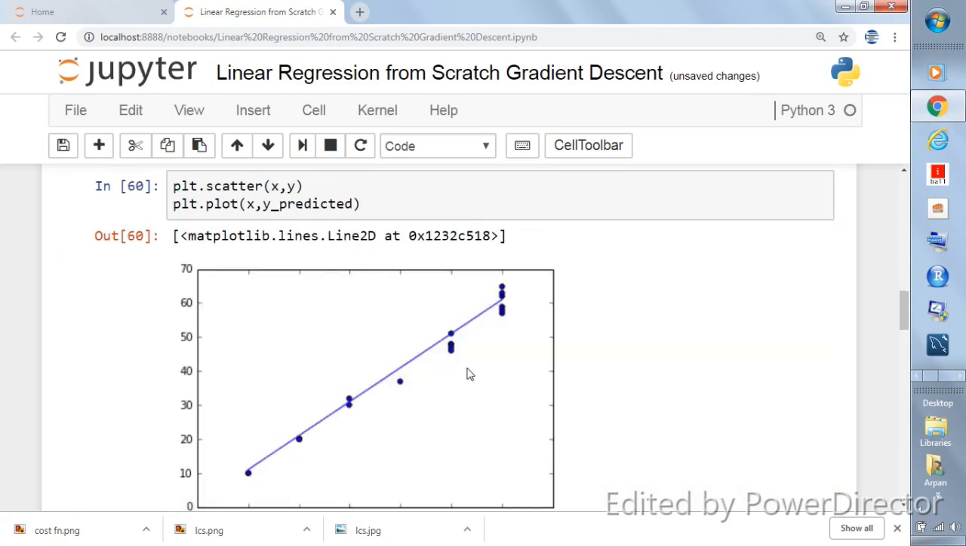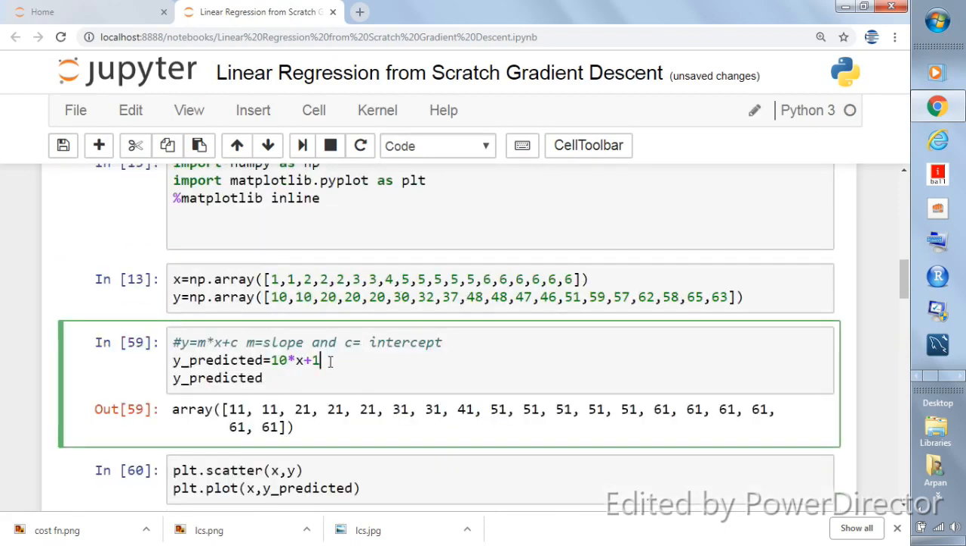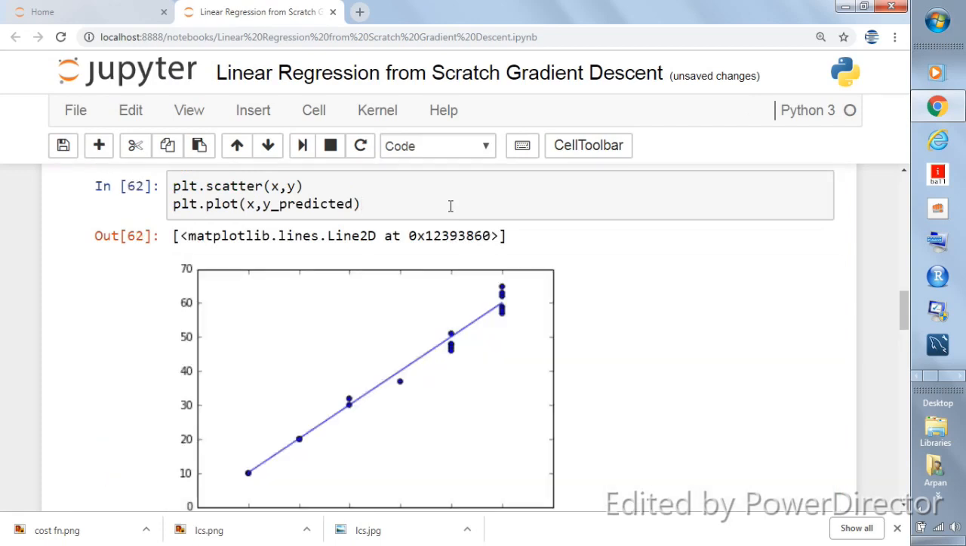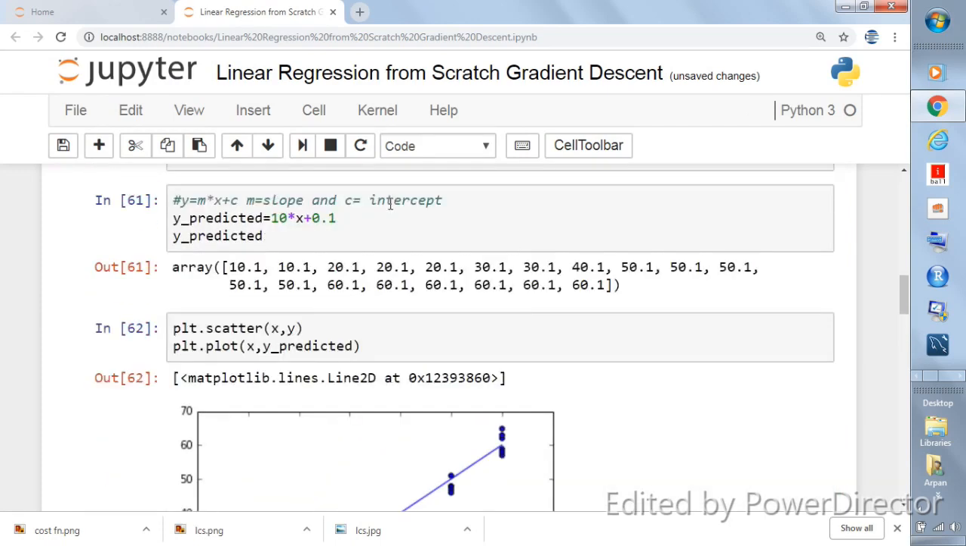Again it is coming near. Let's try 0.1. It's almost perfect. So we can say this is the predicted equation for that. This is m is 10 and 0.1 is the intercept. So here we have tried hit and trial.